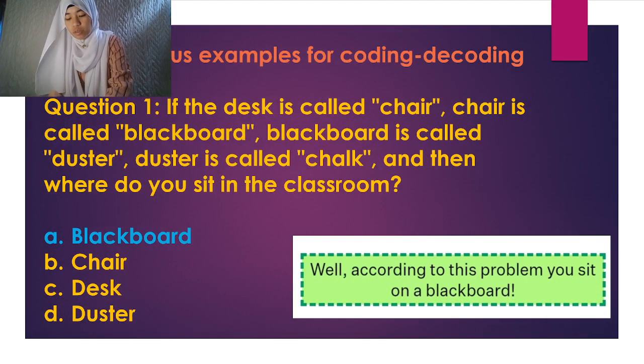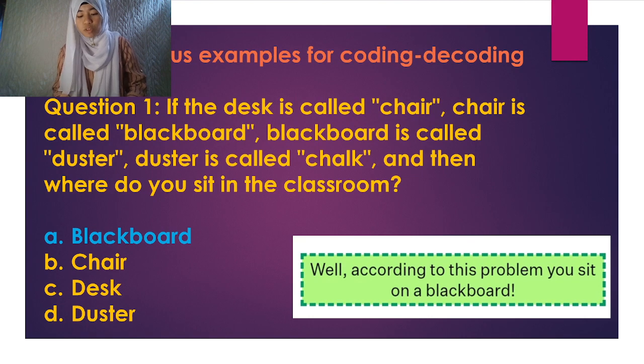So next, we have the miscellaneous examples for coding and decoding. Question 1: If the desk is called chair, chair is called blackboard, blackboard is called duster, and duster is called chalk, then where do you sit in the classroom? In this question, we clearly know that in the classroom we sit on the chair. And as the chair is called blackboard, the answer is letter A. The answer is blackboard.